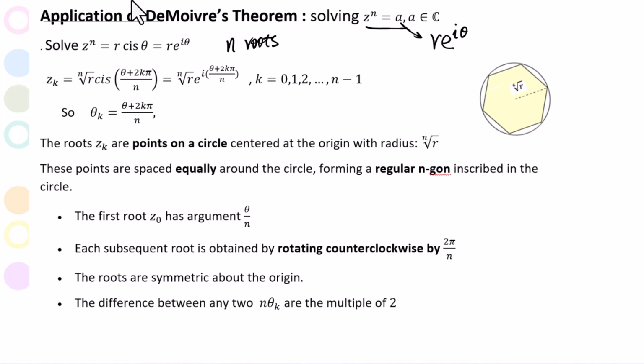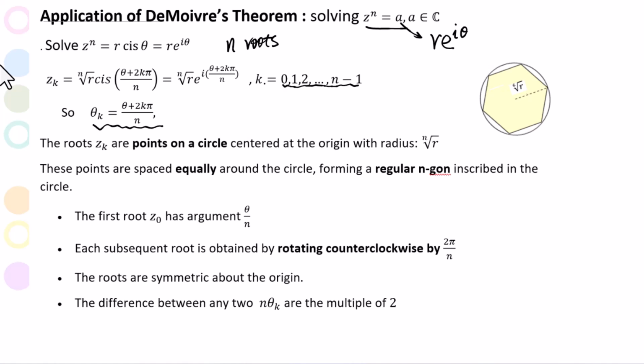z sub k equals nth root of r cis theta plus 2k pi over n, or nth root of r times e to the power of i times theta plus 2k pi over n. This k equals 0, 1, 2 until n minus 1. The argument for each root, theta sub k equals theta plus 2k pi over n.